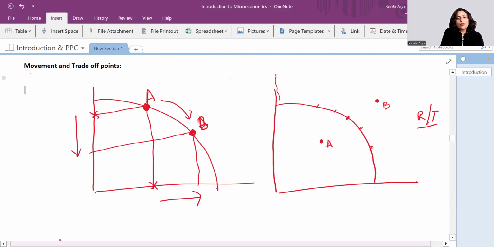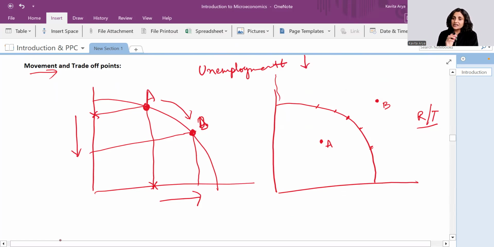Now the point is, what do you call the movement? What is movement of PPC? Simply, if a situation is given to you that the unemployment in the economy is reducing, is on fall. So how would you depict that? It is a positive phenomenon. It will increase our potential. So you will show that now the economy is moving towards the PPC from point A. So this phenomenon is called movement.